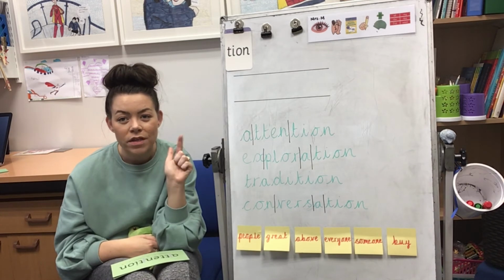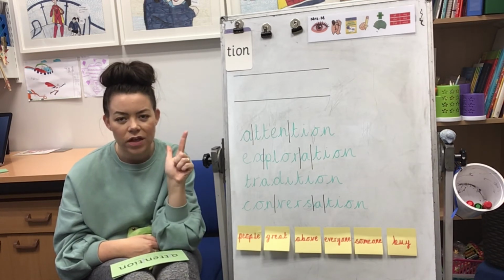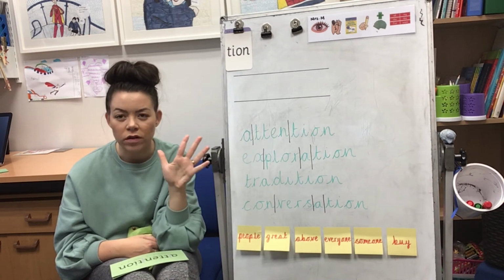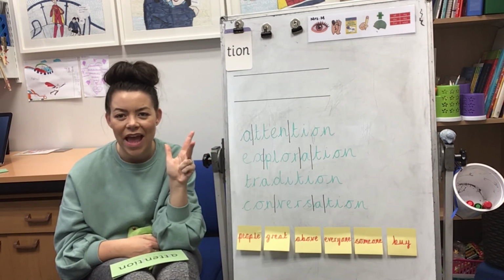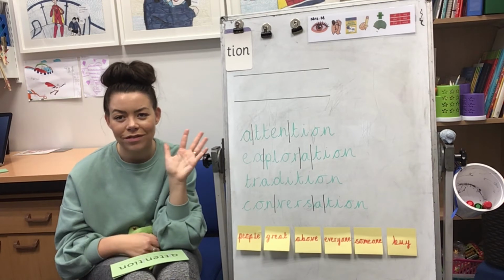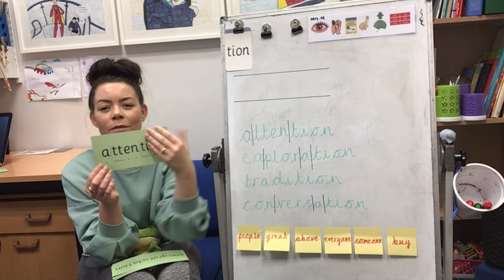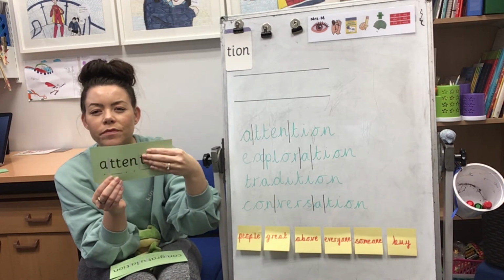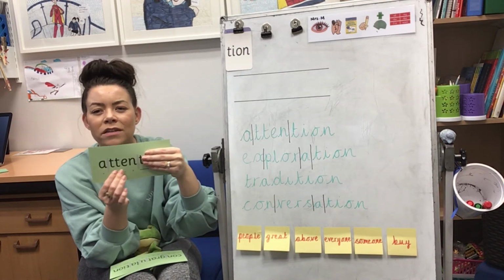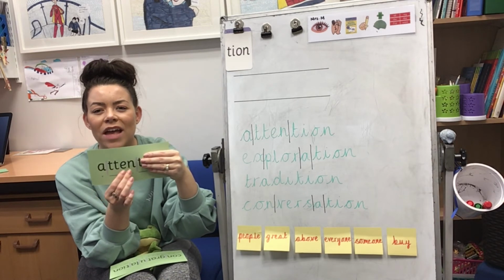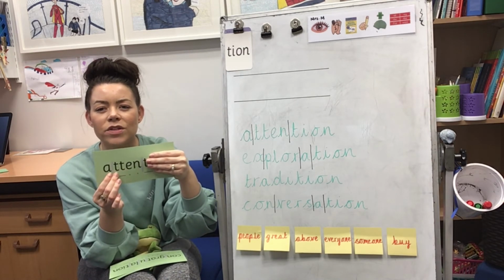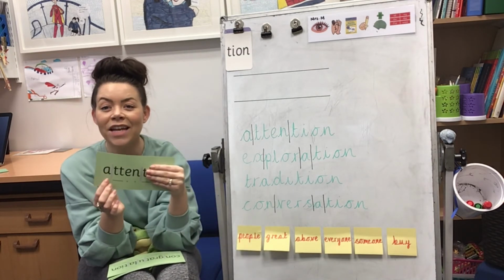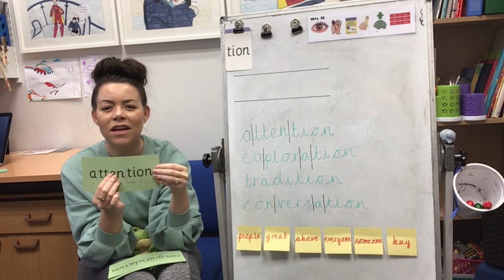A, t, e, n, shun. A, t, e, n, shun. Okay, this one's a little bit easier. Let's look at the first syllable, the first chunk. A, t, e, n. Try and blend that together. T, e, n. Ten. A, ten.